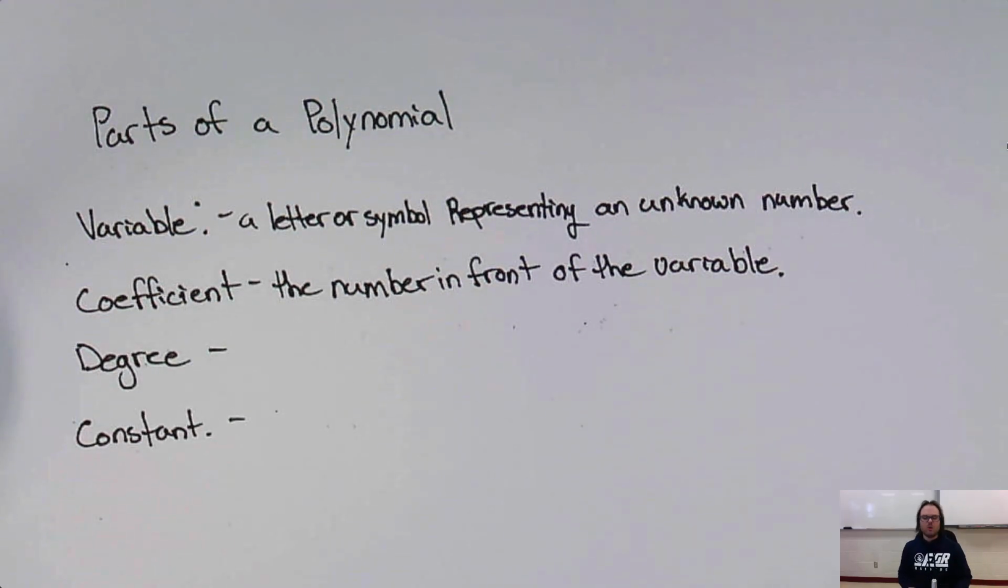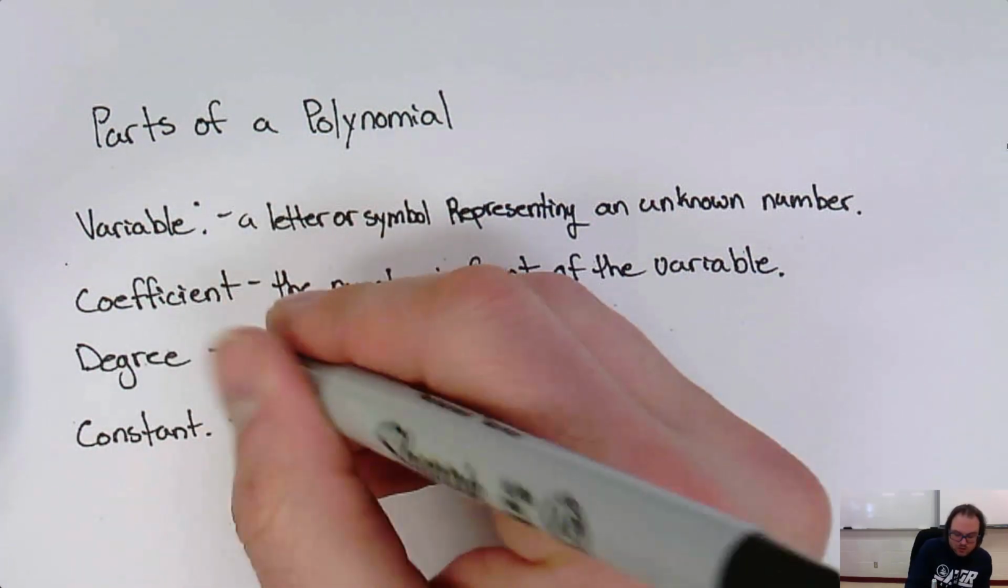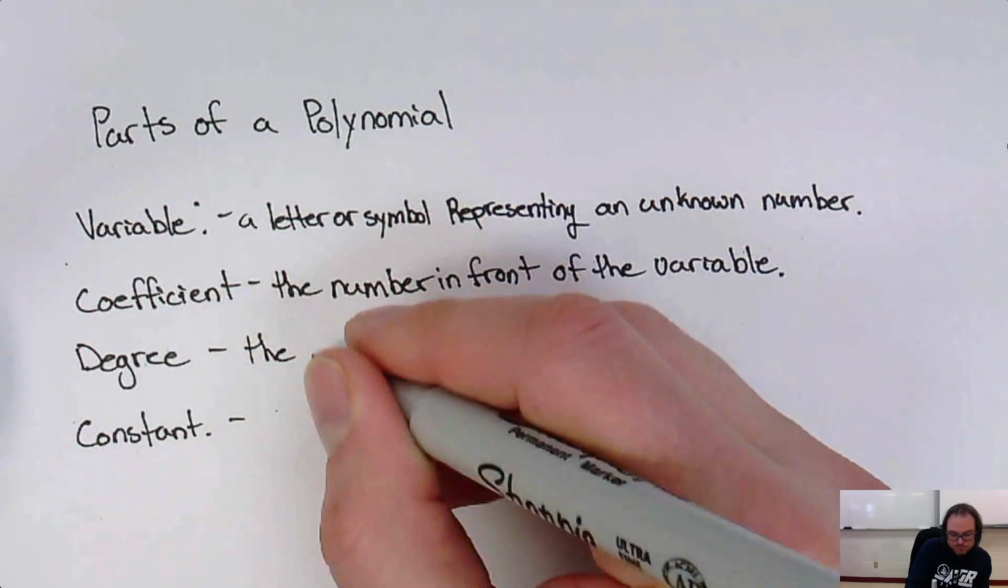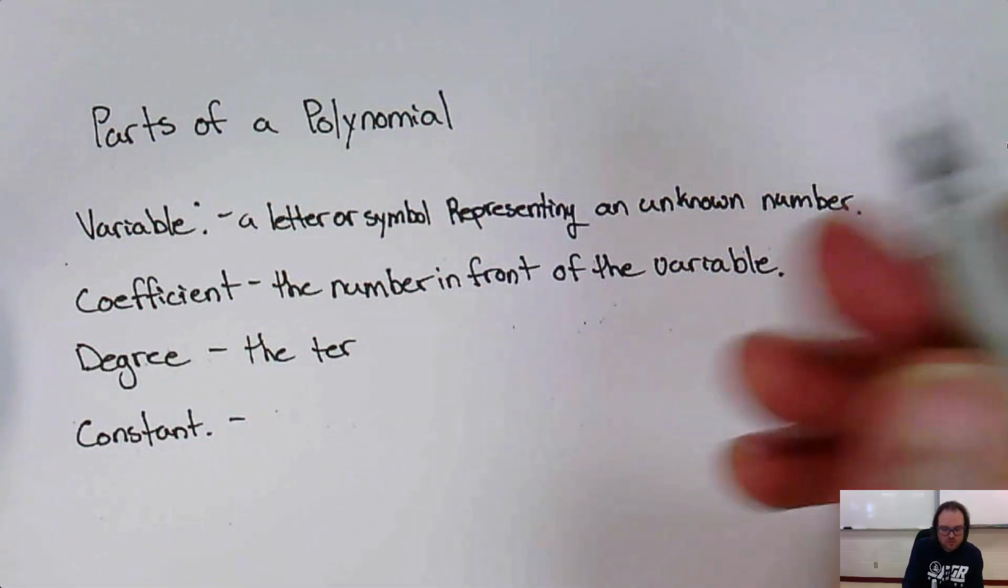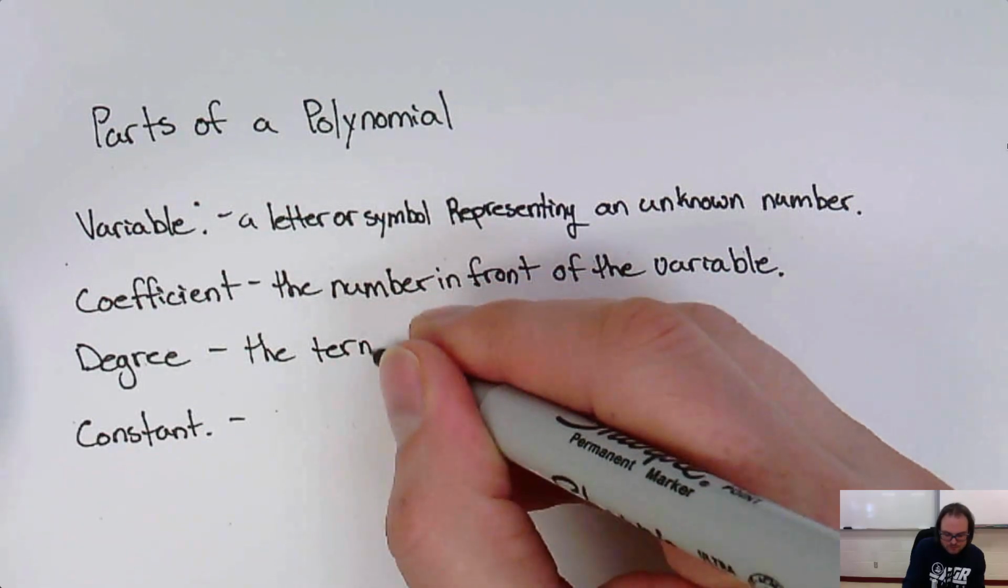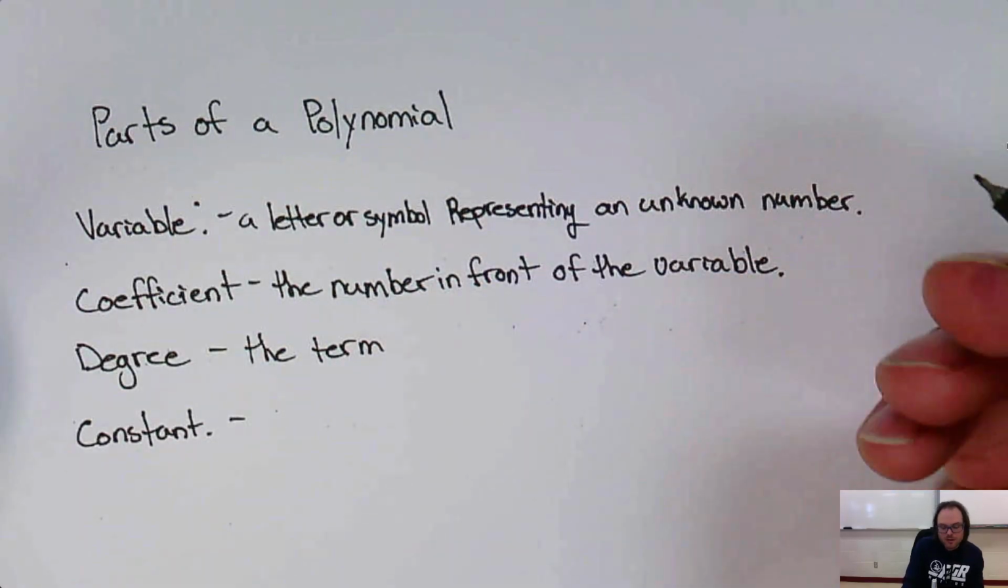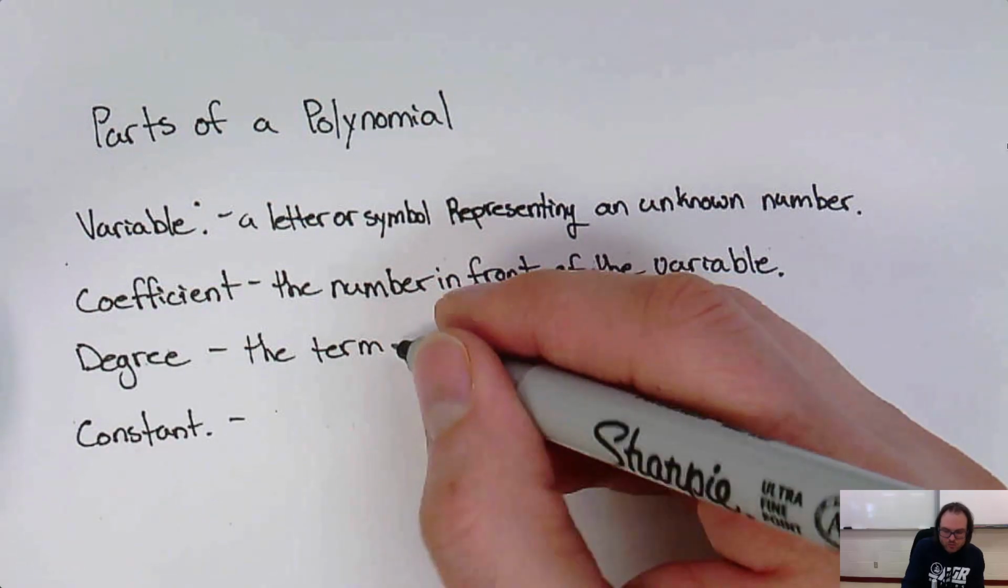Okay. Now, what is a degree? Now, a degree is the term with the largest exponent. So a degree is the term, or the value of the term, or the value of the exponent in the term with the largest exponent.